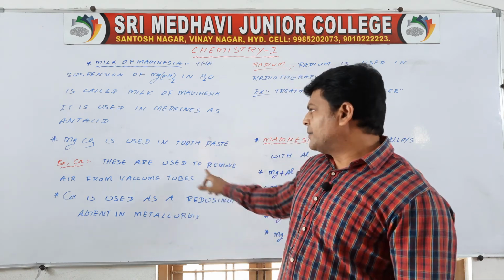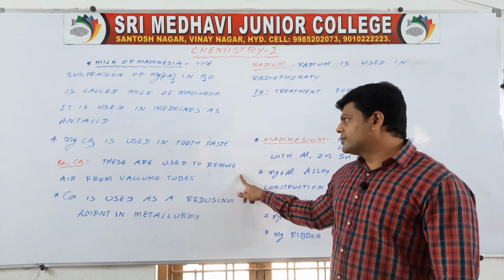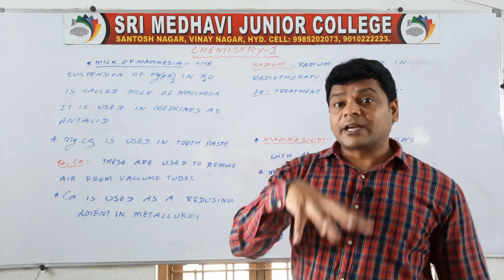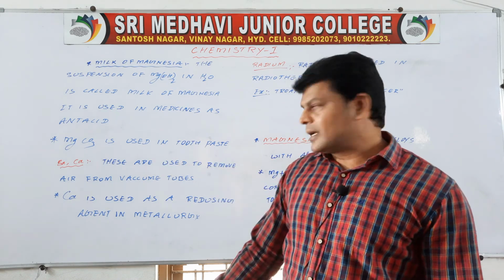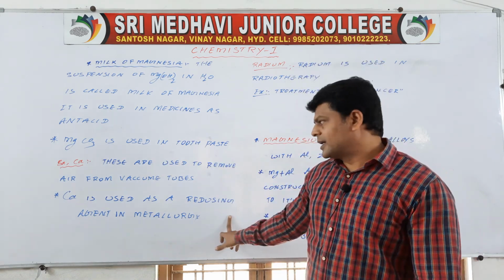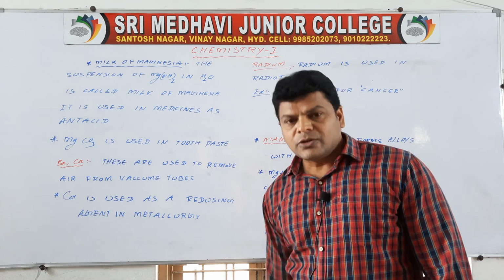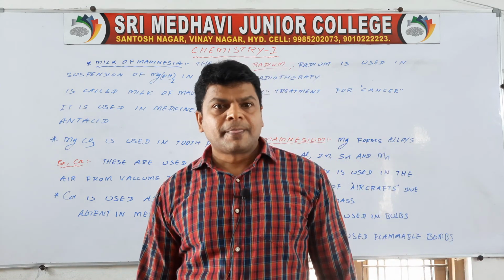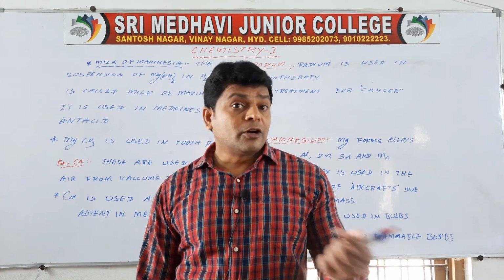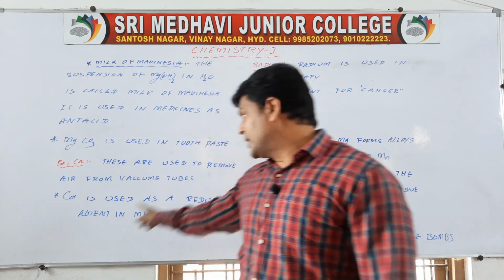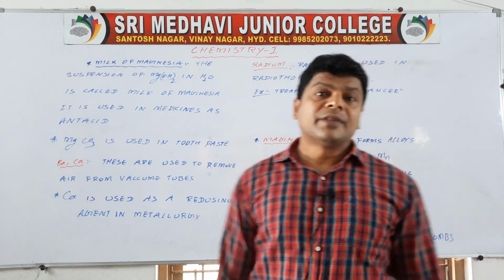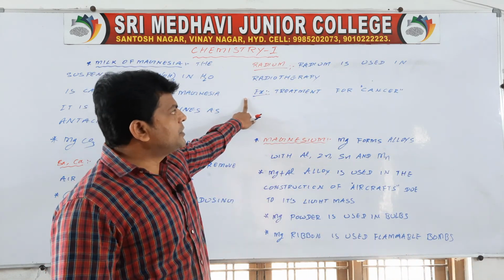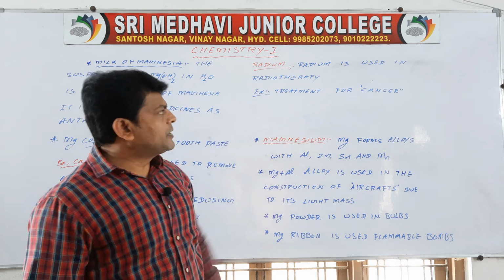Next, barium and calcium are used to remove air from vacuum tubes. The air present in the vacuum tubes can be removed by barium and calcium. Then Ca is used as a reducing agent in metallurgy. Generally carbon can be used as a reducing agent, but when we can't remove some oxides using carbon, we may use calcium as a reducing agent. Radium is used in radiotherapy, a treatment for cancer.